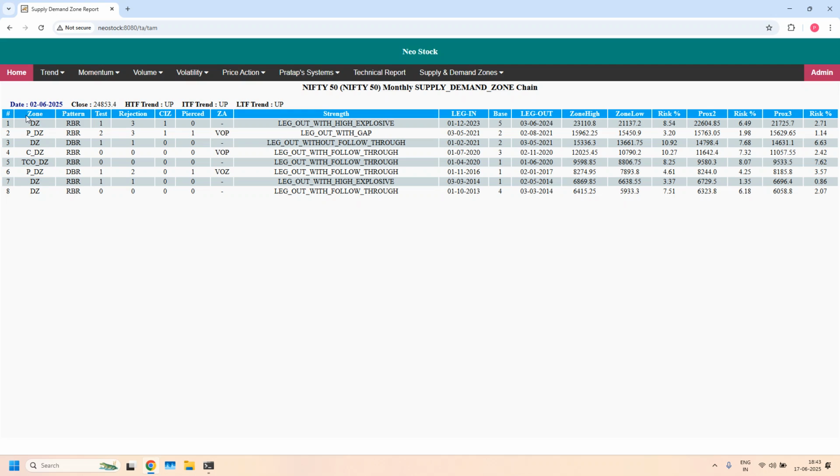In any supply demand zone chain report, always look into the zone column to find the high liquidity zones, look into the pierced column to find the pierced zones, and also look into the LTF trend to find the trend of the current time frame you have selected. Based on the current time frame, ITF and HTF, you can identify the trends and apply the same rules to the remaining supply demand zone chain reports. And also don't forget to pause the video when you are moving from one report to another, because I am giving you very few seconds to watch the reports.